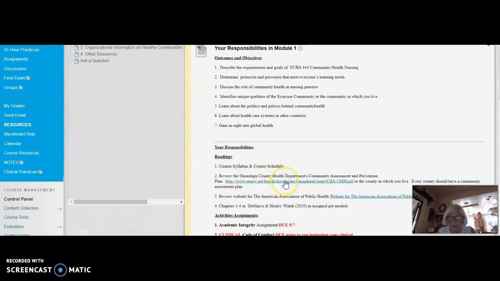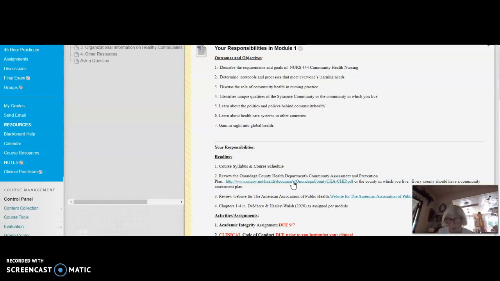And also, this document will become very dear to your heart. It's the Onondaga Health Department Community Assessment and Prevention. It goes over all the populations, you're going to select one that's at risk, and they give you a lot of data. But there's other areas to get data.